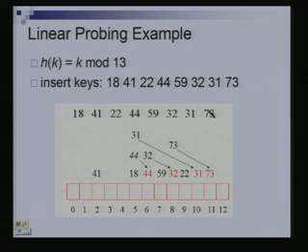73 mod 13 is 8. So we check for 73 here. This location is occupied, this location is occupied, and so we have to put 73 at this location. Okay, so a very simple idea. All the elements are sitting in the table. So now if you just forget the part here, this is the position of the elements. 41 is at location 2, 18 at location 5, 44 at location 6, and so on.